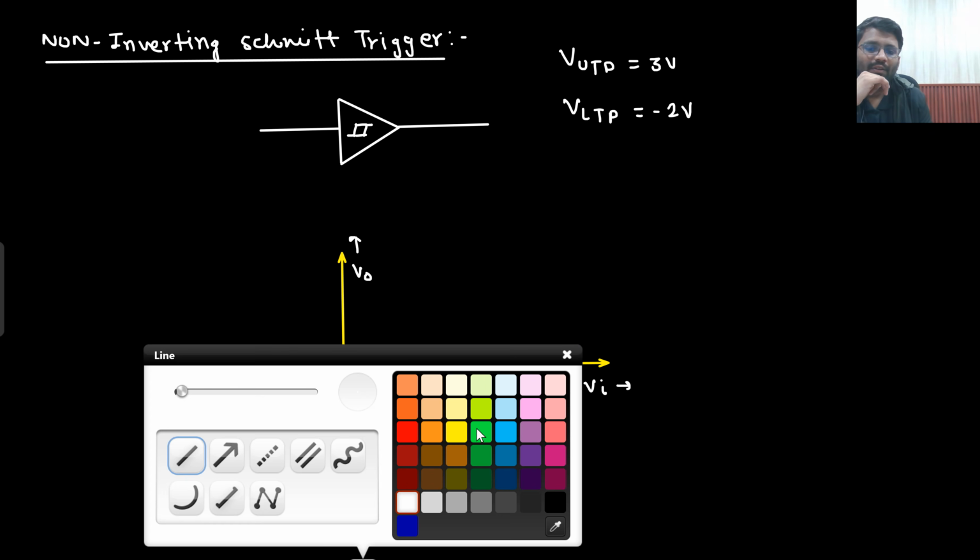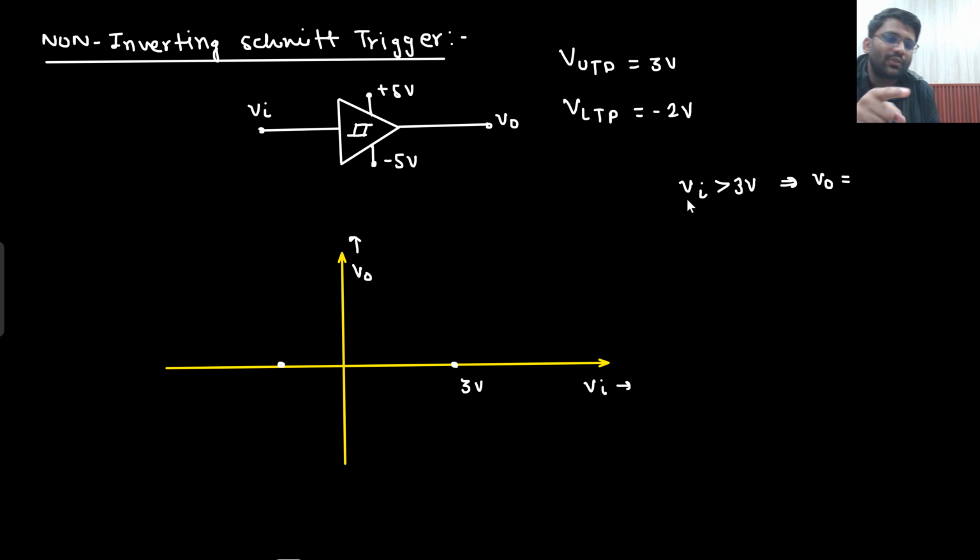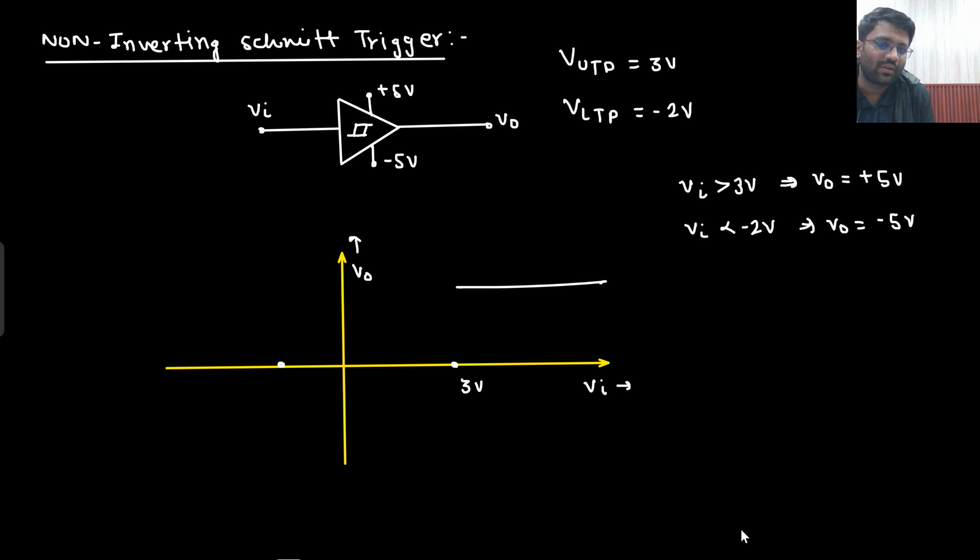Now what is the meaning of a non-inverting Schmitt trigger? This is your input Vin and this is your output V0. If your input is greater than 3 volt, then your output will be high. Let's just say the high potential is 5 volt and the low potential is -5 volt. So if your Vin is greater than 3 volt, then output will be +5. And if your Vin is less than -2 volt, then your output would be -5. That means for higher values of input, you will get the higher output.